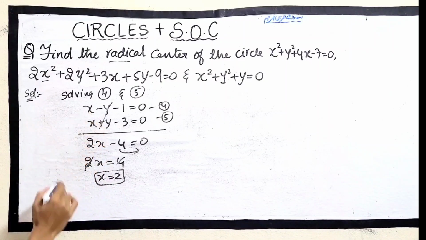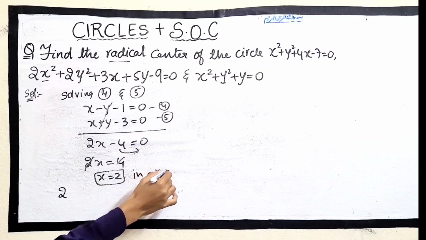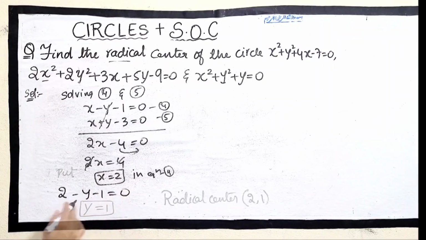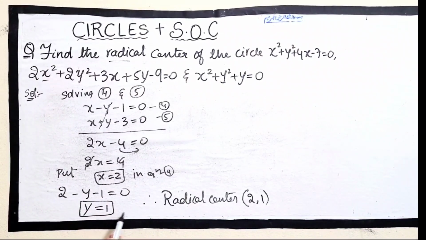Now just substitute it in equation 4. So what will it be in equation 4? Put in equation 4: 2 minus y minus 1 equal to 0. Hence, after putting x equal to 2, you will get y equals 1. That's it. The radical center is 2 comma 1.